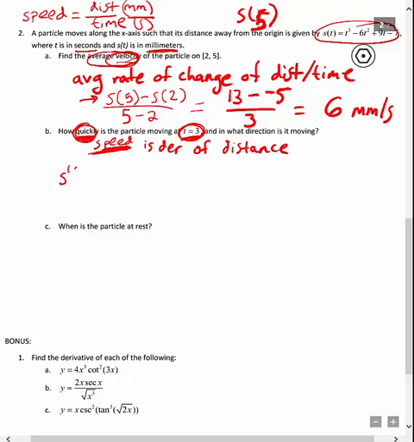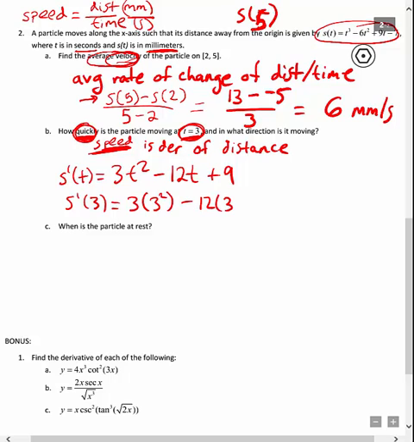So we take s prime of t, and that will be 3t squared minus 12t plus 9. And then we're going to plug in 3, and we get 3 times 3 squared minus 12 times 3 plus 9. That gives us 3. And again, you could do this on your calculator. So, you type that into your calculator and you get 0. Units are still millimeters per second.